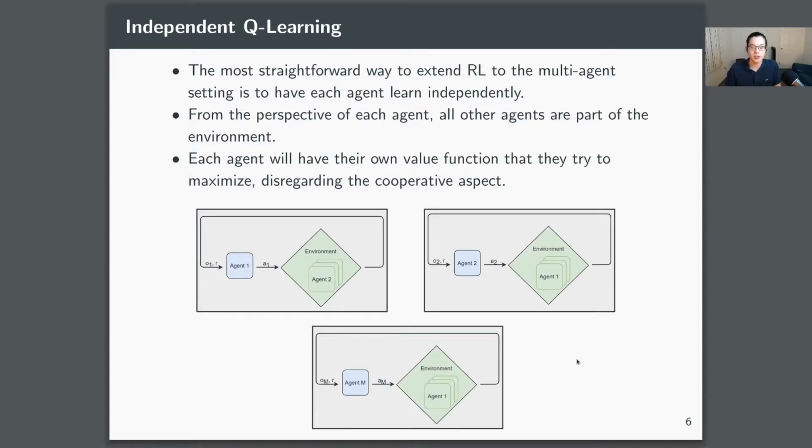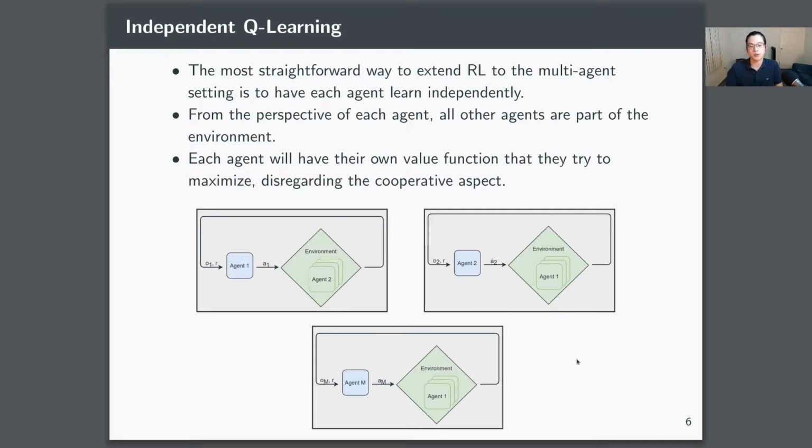So if we have M agents, then you can think of independent Q learning as just deploying M Q learning algorithms, one for each agent, and then just updating each parameter sequentially. And so each agent just sort of pretends it's in its own little world where all the other agents are merely part of the environment. So there's no cooperation, no talking to each other, nothing with shared parameters, nothing. It's just M Q learning algorithms running in parallel.